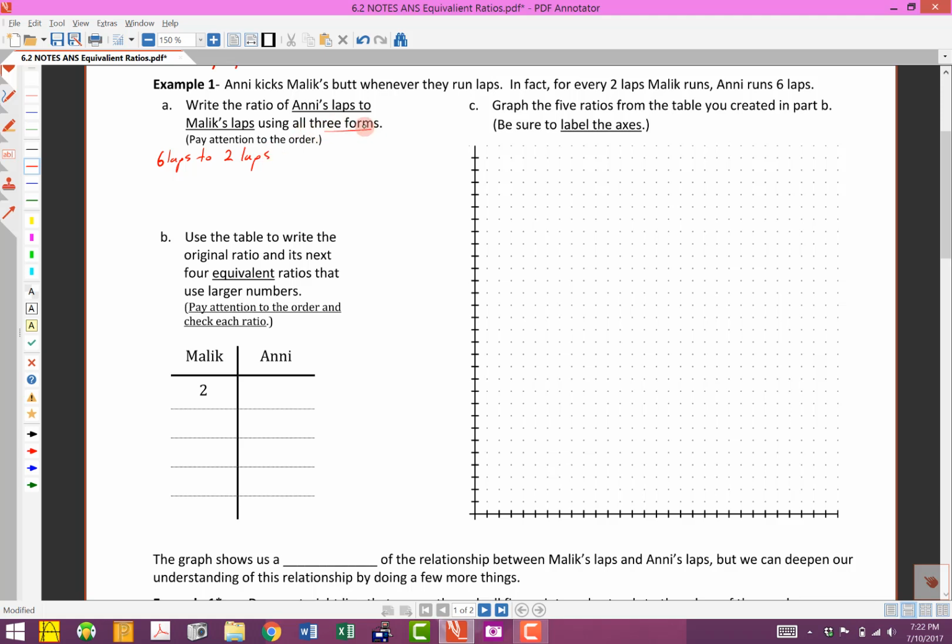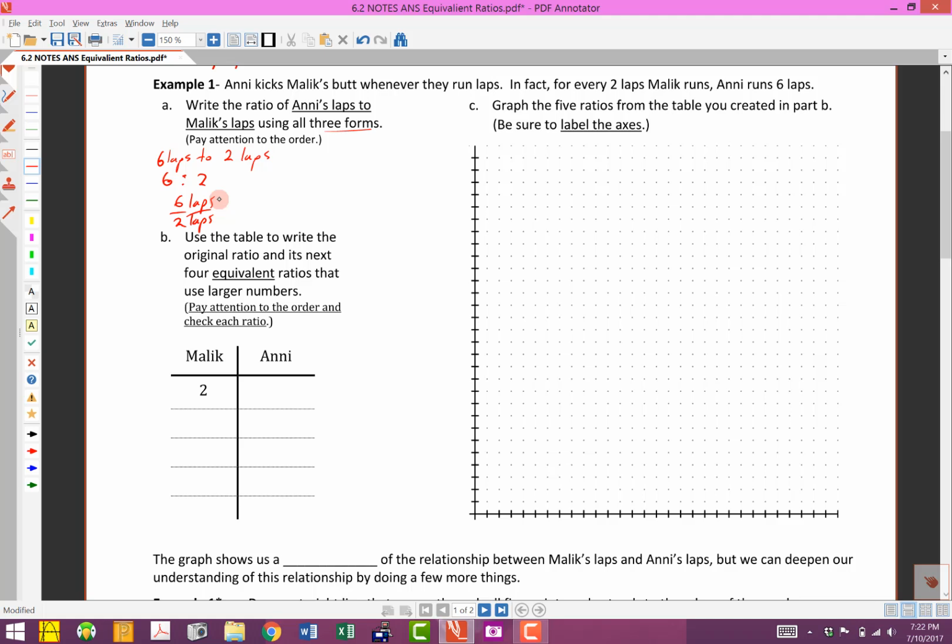And it says write it in all 3 forms. So we could write it this way, using the word to. We can write 6 to 2, or we can do 6/2. And again, we could use that label on each one of them. So this is 6 laps to 2 laps.